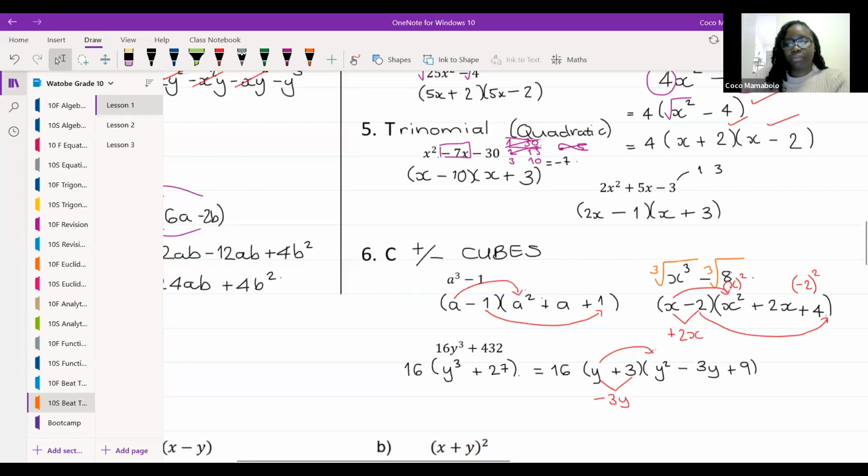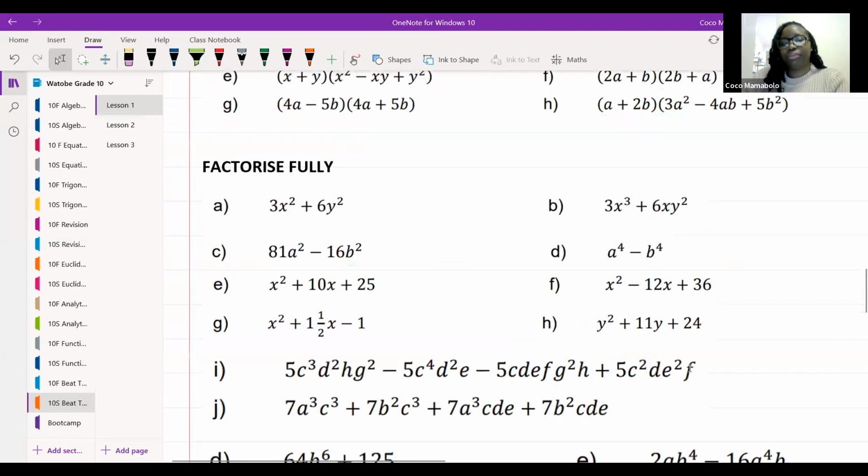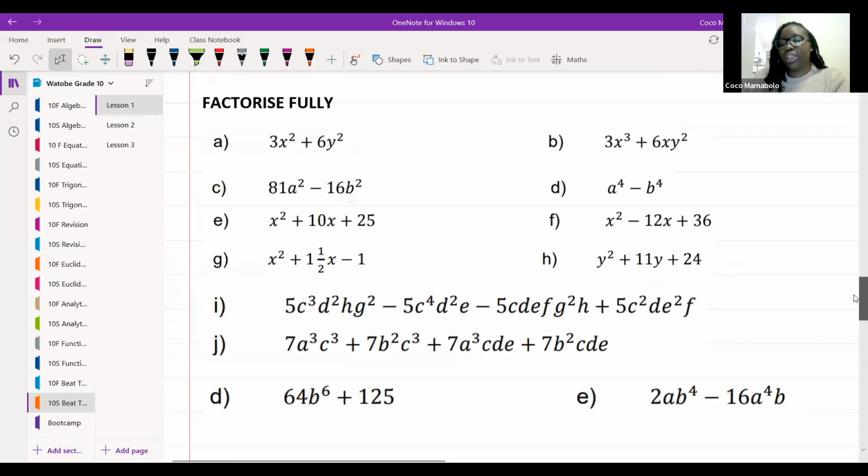All right. Here is your homework, everyone. Factorize fully. You can take a screenshot.